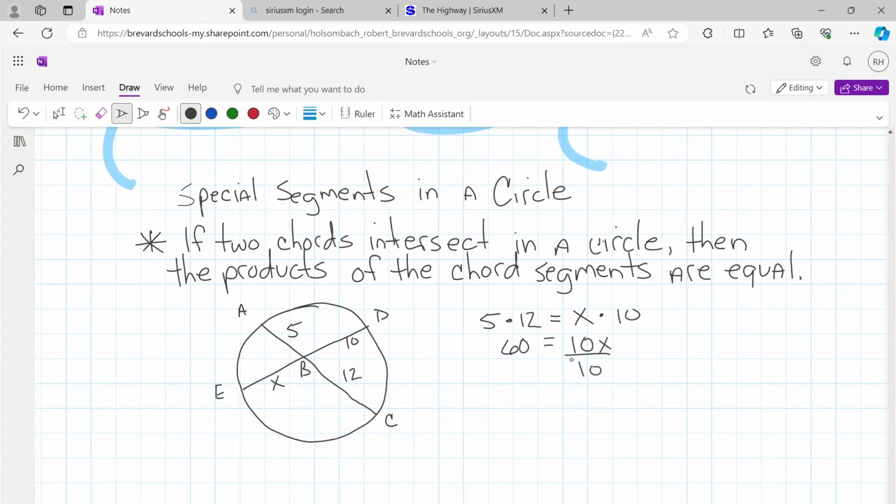Divide both sides by 10, and 6 is equal to x. AB times BC is equal to DB times BE. All right, so look at example 1b, just below that.